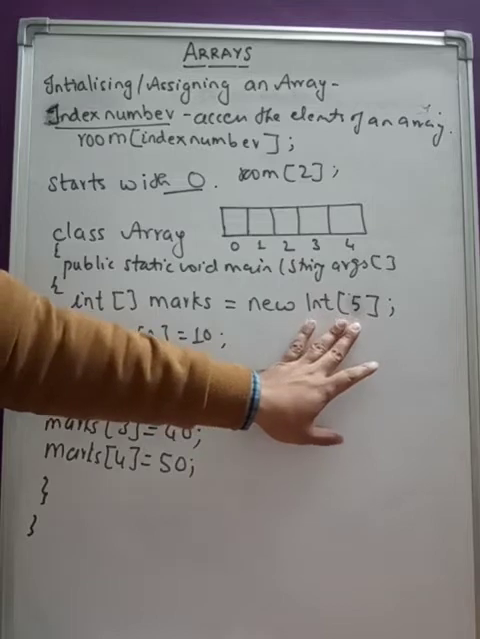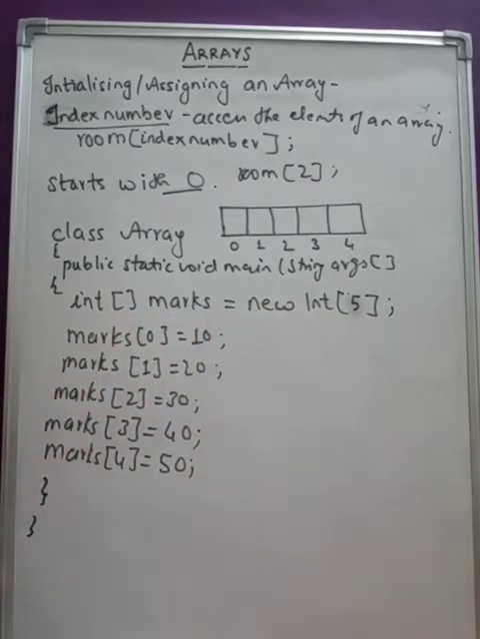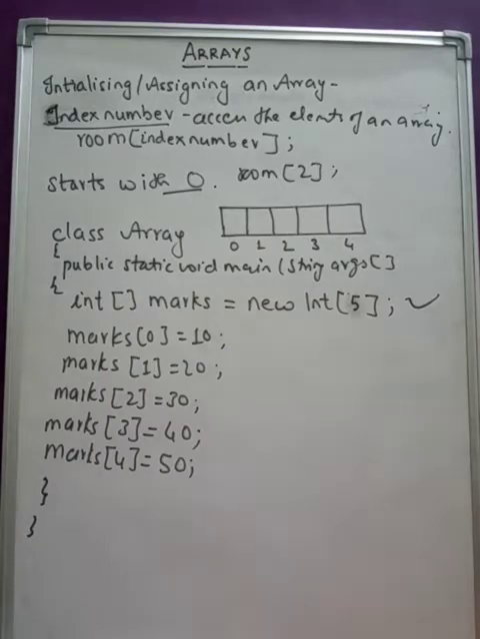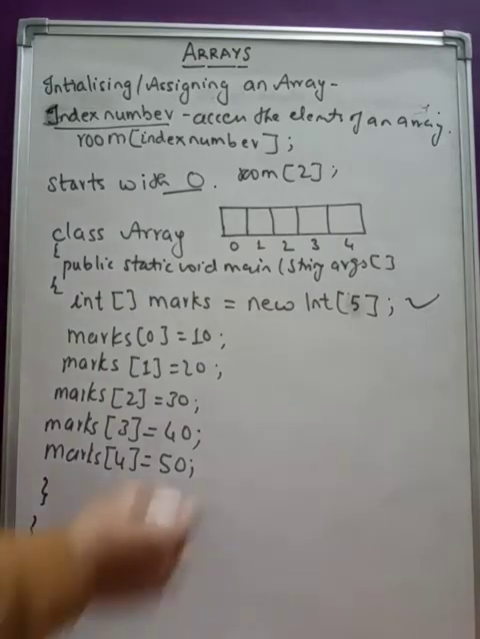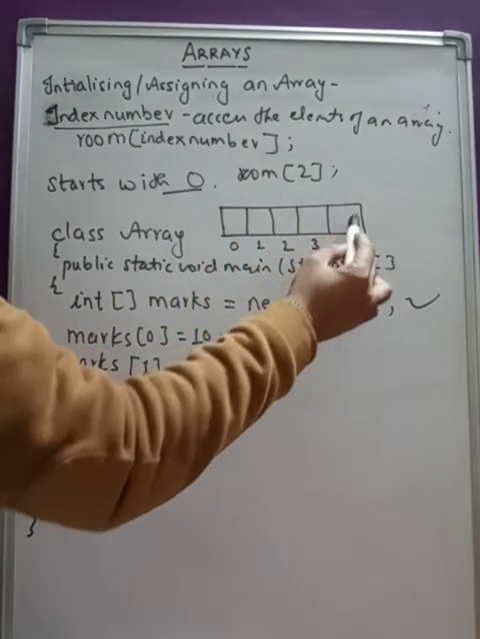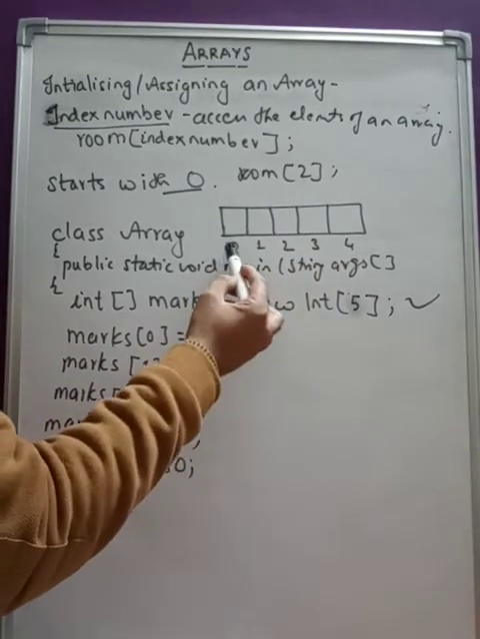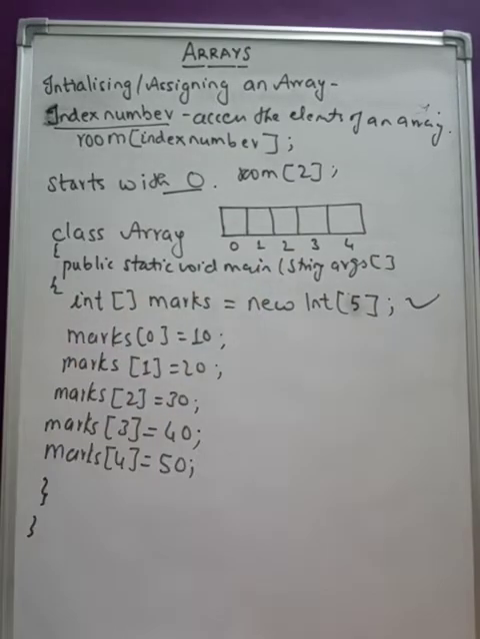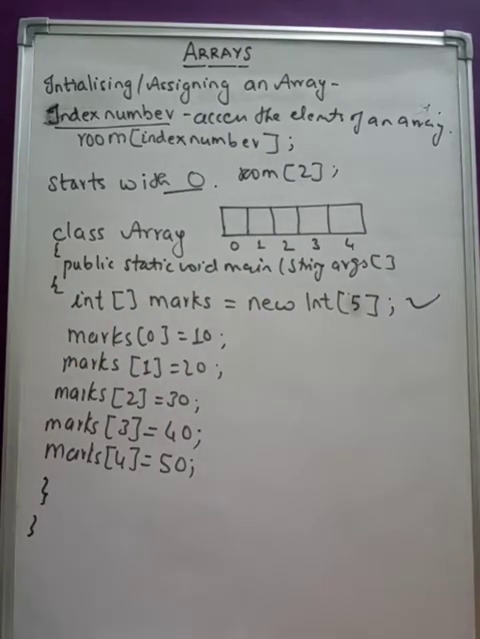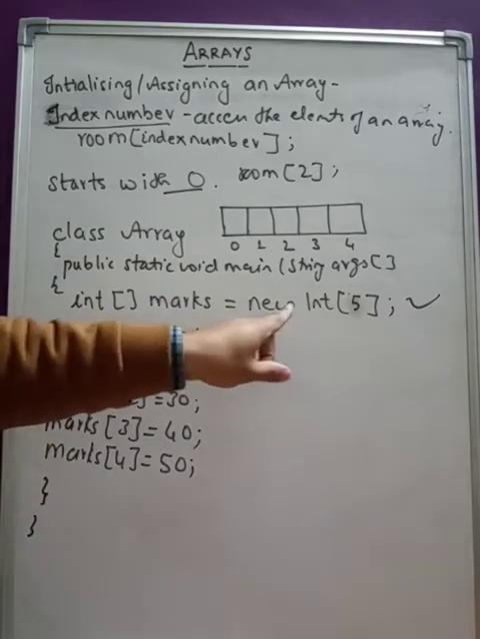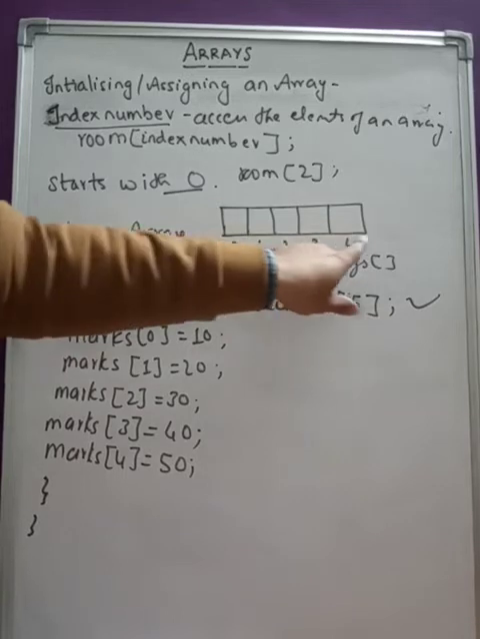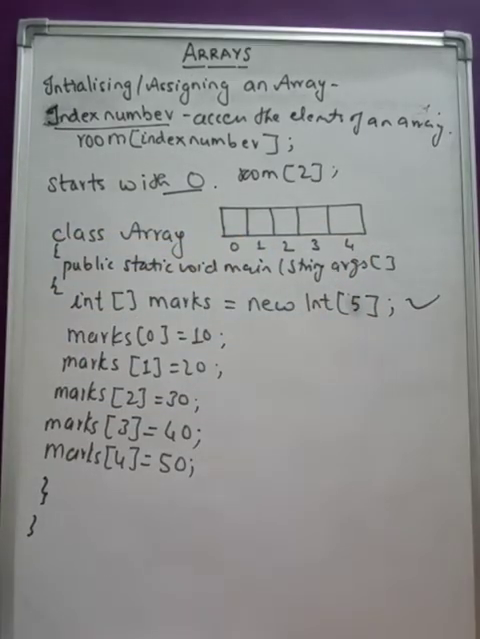So that means if you have written this line and it is executed by the compiler, in the memory it will form a structure like this, where it will store values from 0 to 4. That means 5 elements are stored in this array. It will be allocating the memory to this array starting from 0 up to 4 over here.